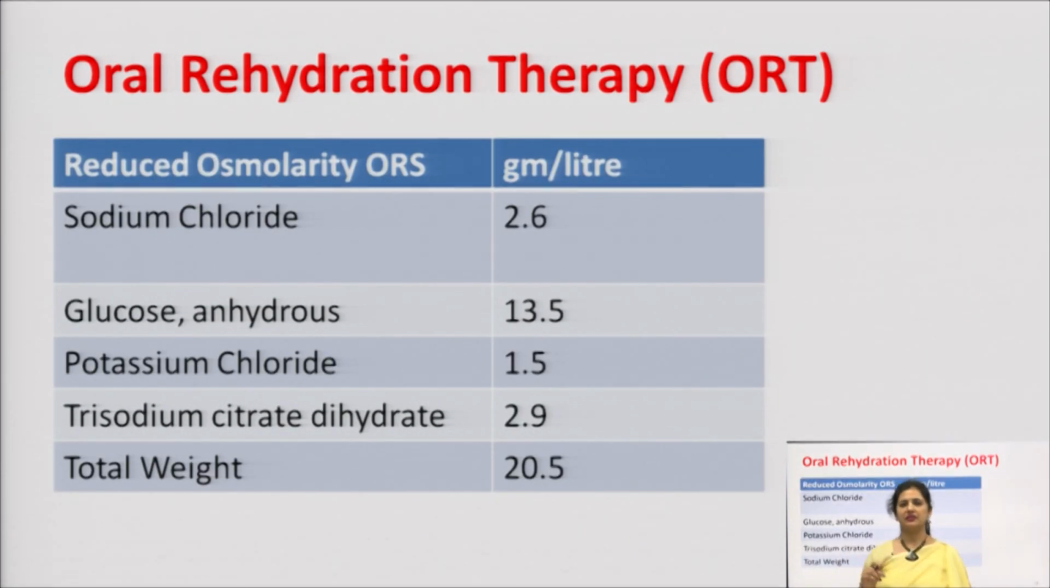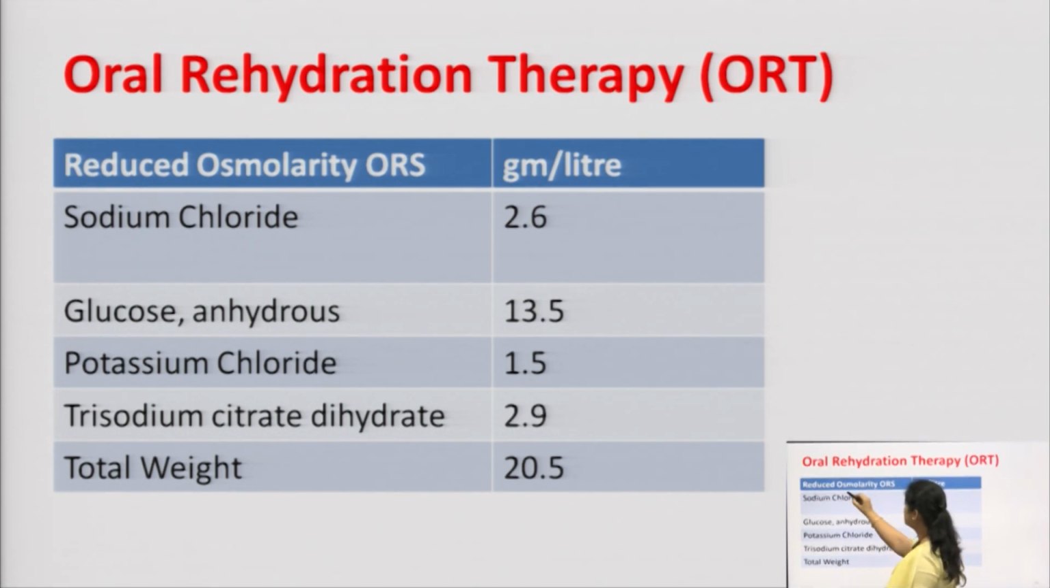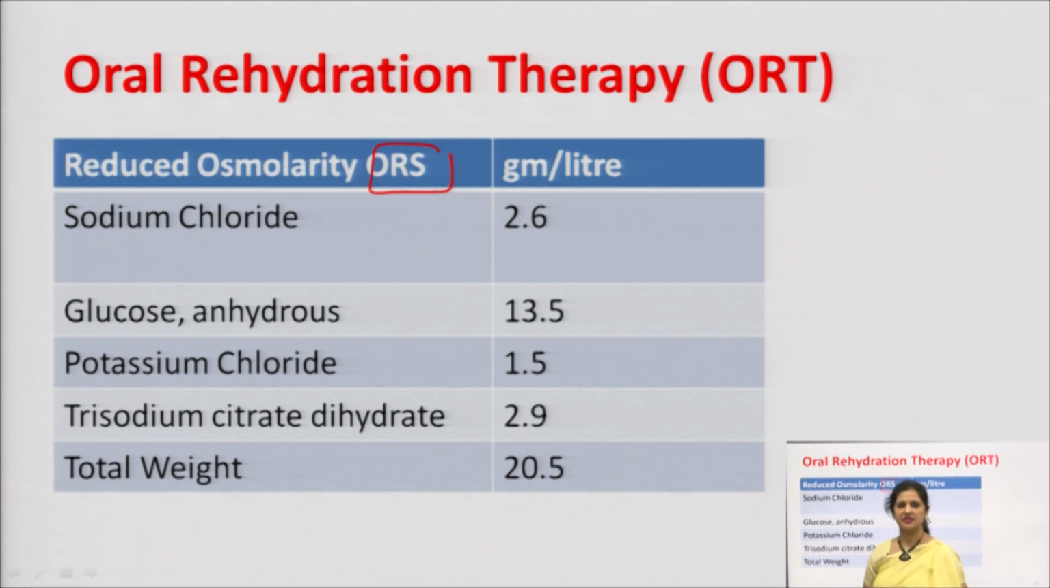I will have a look here at the different salts which are required. Now, this is in terms of the reduced osmolarity ORS, oral rehydration salt, in gram per liter. Sodium chloride is required at 2.6 gram per liter. Glucose anhydrous is required in the concentration of 13.5 gram per liter. Potassium chloride 1.5 gram per liter. Trisodium citrate dihydrate 2.9 gram per liter, and the total weight must not be greater than 20.5 gram per liter.